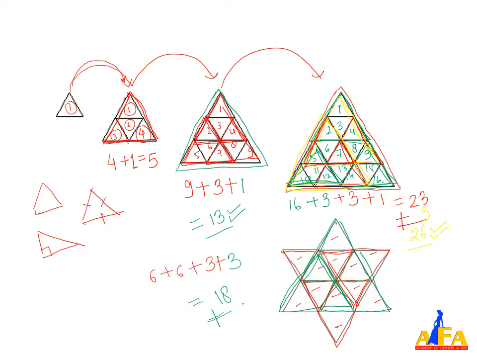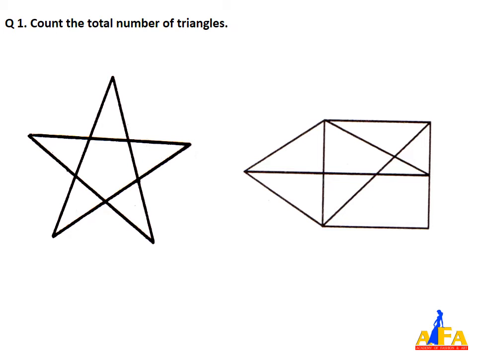Okay, then the bigger triangles. Okay, so 2 are the bigger triangles, and then you can calculate the total number of triangles, which is 20. Okay, so here is the first question of the number of triangles, how to calculate the number of triangles.